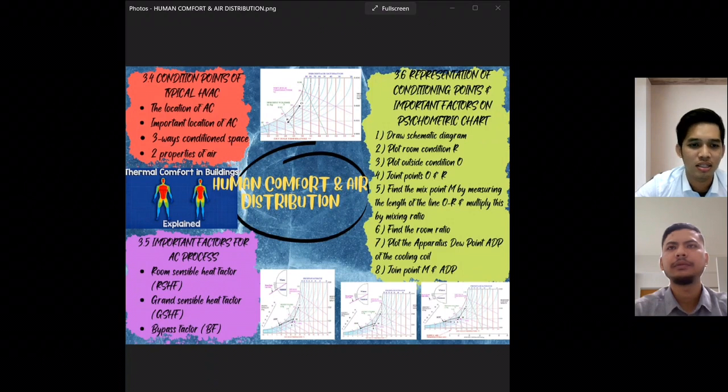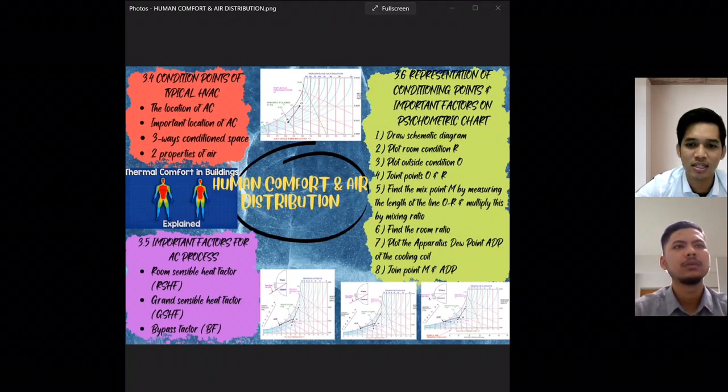The next subtopic is important factors for the air conditioning process. There are 3 important factors. The first one is room sensible heat factor, which is the ratio of the room sensible heat to the total heat. Room sensible heat factor can be plotted by using the protractor on the chart, by the sensible heat factor scale on the right of the chart, and a parallel line is drawn from the design state point to the saturation line.